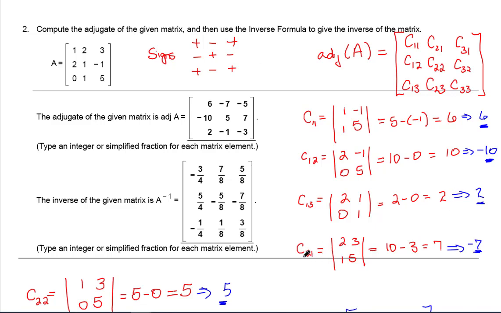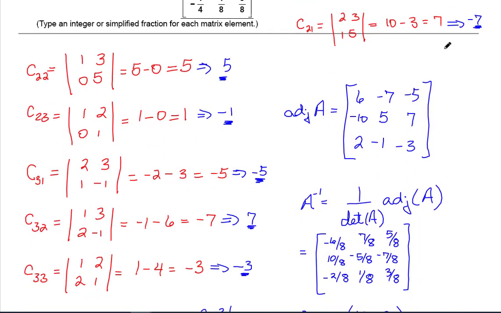Just a few more. What about 2, 1? 2, 1 is this position. All right, so cover up the row and column. I get 2, 3, 1, 5. And so I get 10 minus 3, which is 7. But the 2, 1 position is minus. Therefore, I get a minus 7. So you continue doing this for C22, C23, C31, and so on. And then you arrange them in this particular pattern. And so we get that the adjugate of A would look like this.